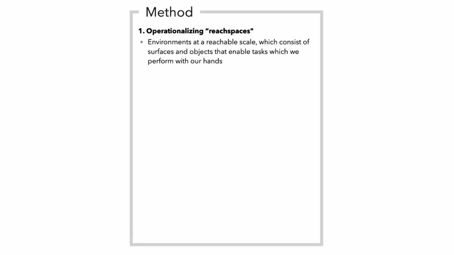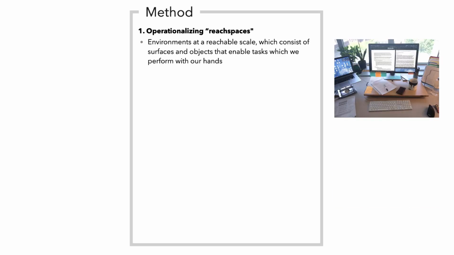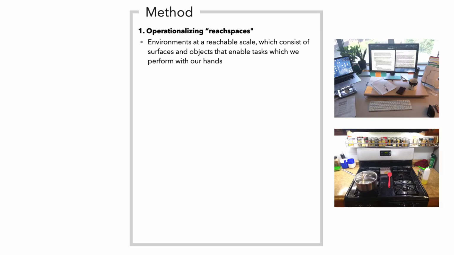To create this database, we first needed to identify the images that we wanted to include. So we operationalized the concept of reach spaces and defined these as environments at a reachable scale which consist of surfaces and objects that enable tasks which we perform with our hands. And some common examples are the places where we work or the places where we cook.